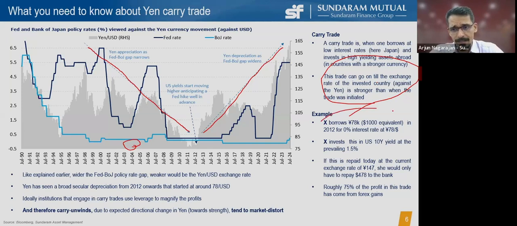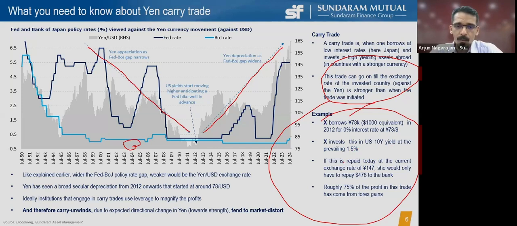You can take a look at this example here. So X borrows 78,000 yen, which is roughly around $1,000 equivalent in 2012, for 0% interest rate. And let's say the exchange rate then was around 78 yen to the dollar. Now X invests this in US treasuries at 1.5%.